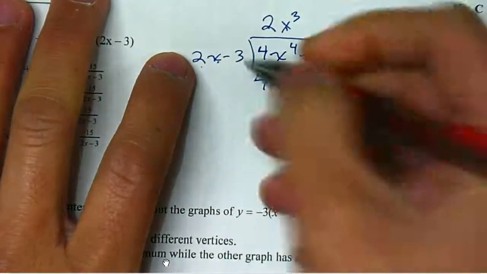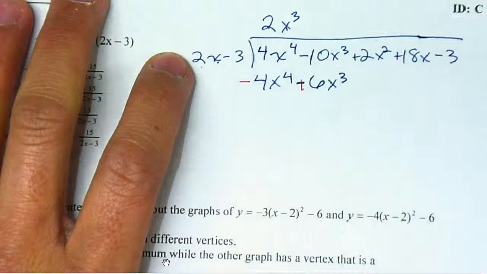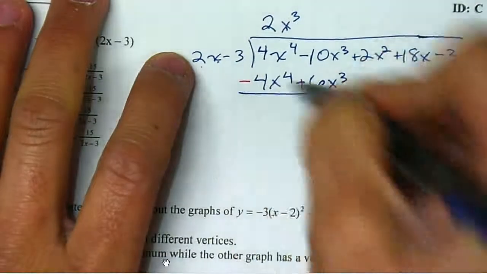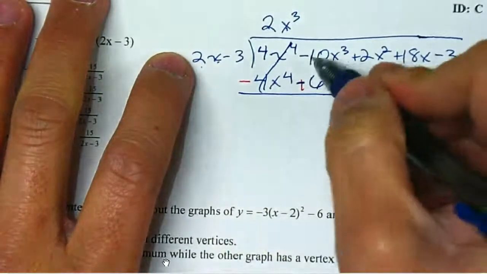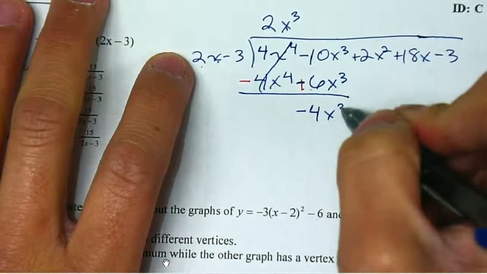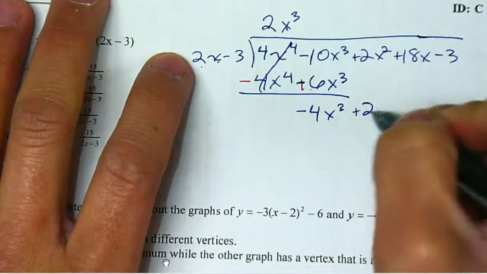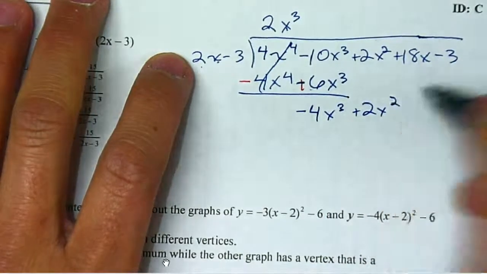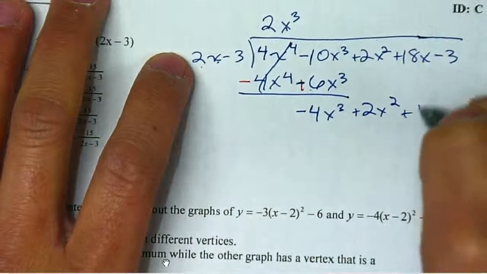And then we switch both signs and add straight down. So those cancel out. Negative 10 plus 6 is negative 4, x to the third. And I can bring down the rest of them, or just the next one if you want. It doesn't matter. I'll bring down all of them.